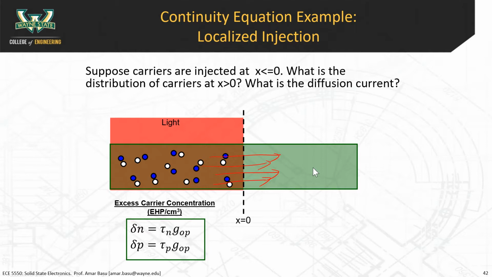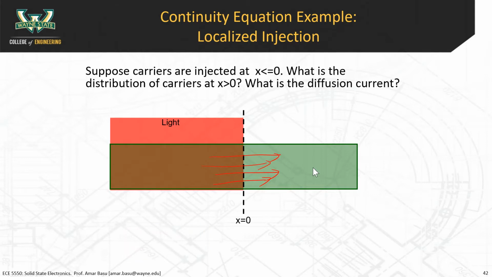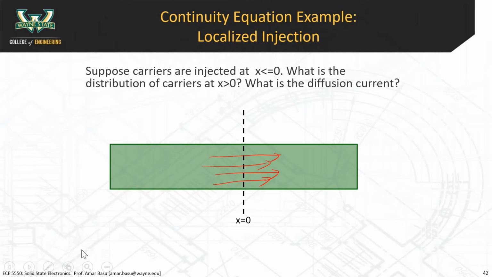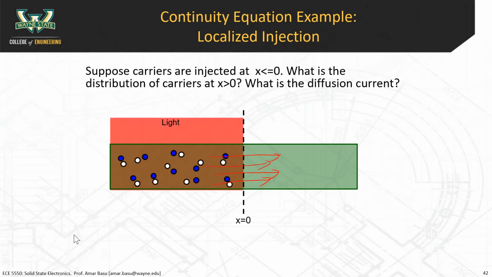The definition of diffusion length is that it is the average distance a carrier diffuses before it recombines. Now in this example, you should see exactly what that means. You're generating carriers on this side, they're diffusing over to the right side, and then they're recombining. So the diffusion length is the average distance that this carrier diffuses over to the right side before it recombines.